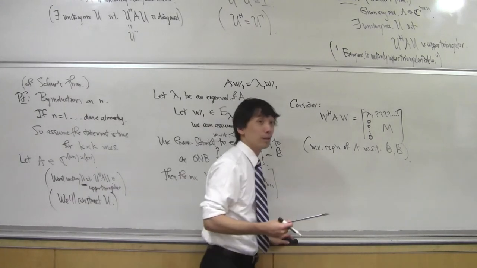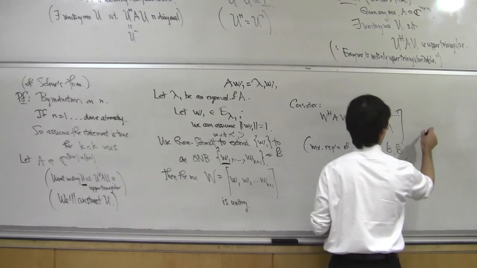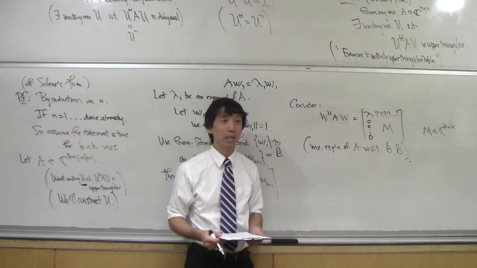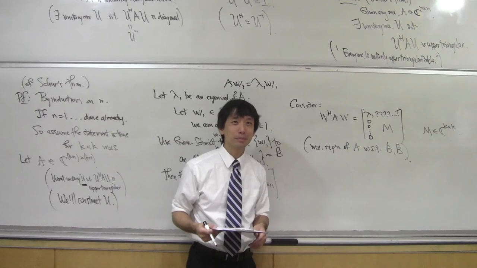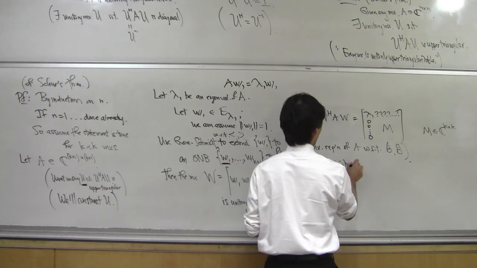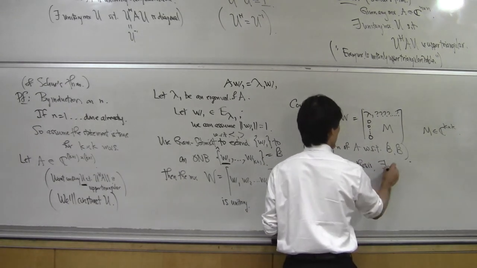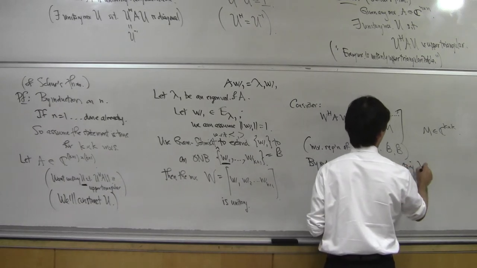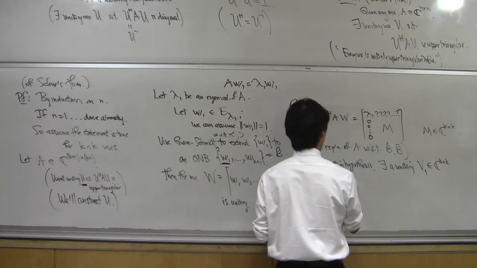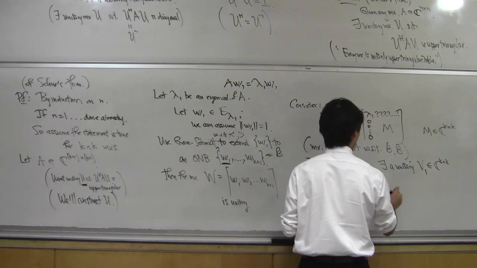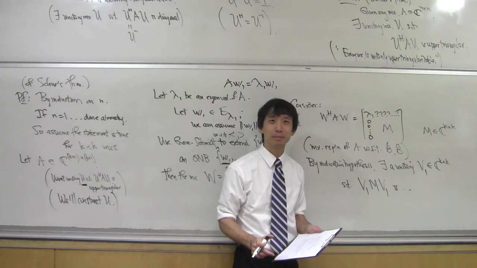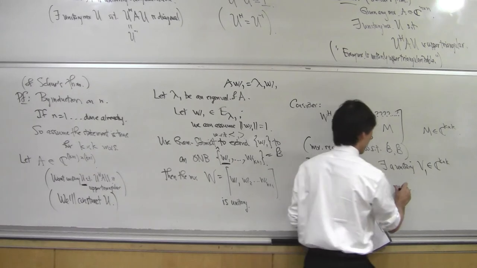Question? Yeah. Okay. So notice that M is a K by K matrix. Right? M is a K by K matrix. What am I going to do? Use your induction hypothesis. Exactly. So by induction hypothesis, I know that there exists a unitary matrix V1, K by K, such that V1^H M V1 is upper triangular.